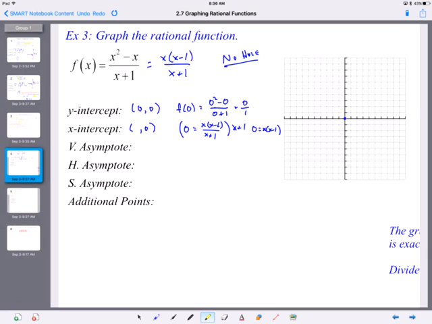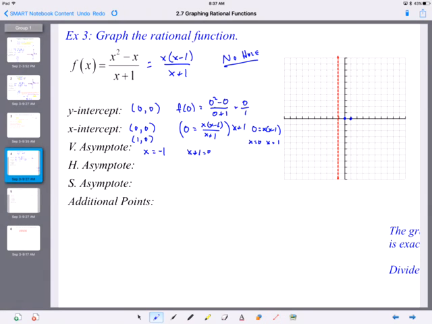So on this one, the numerator actually is a quadratic, so we get two values. x can equal 0 or x can equal 1. So there's two x-intercepts, one at (0, 0), which we already knew, and one at (1, 0). Alright. The vertical asymptote is at x equals -1 because x plus 1 cannot equal 0. So at x equals -1, we have a vertical asymptote.